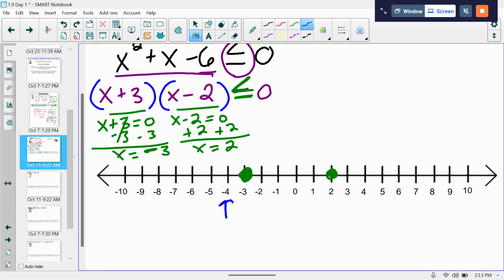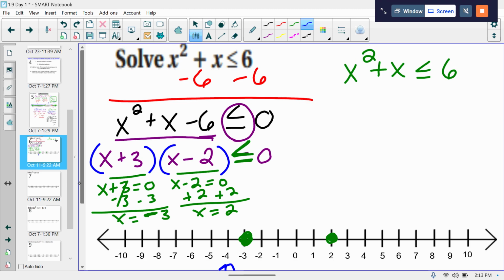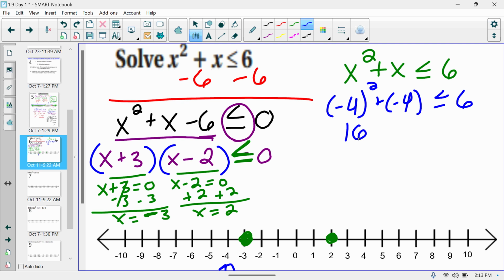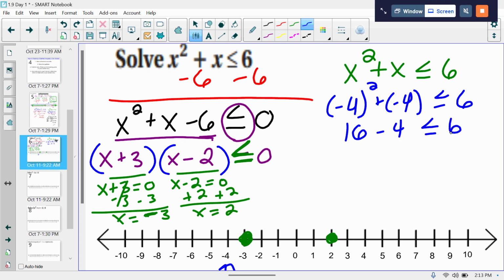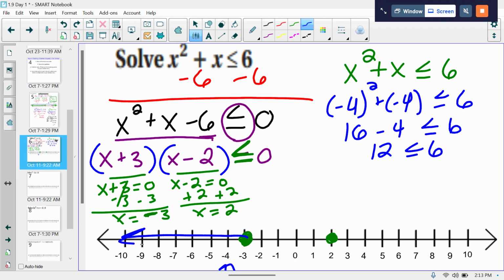So I'm going to test negative 4 in this first region, like the numbers to the left of my first dot. Again, you could pick -5, -6. It doesn't matter. You can pick anything to the left of your first dot. -4 squared is +16, right? -4 times -4. And then 16 minus 4 is 12. Is 12 less than or equal to 6? Nope. So I'm not going to do this because those points aren't part of the solution set.